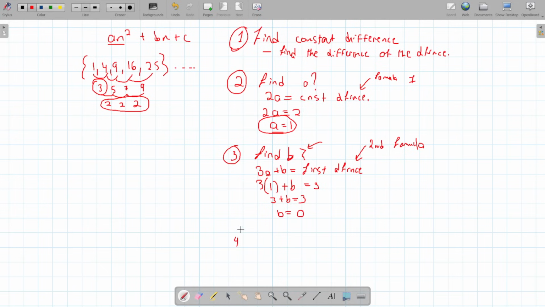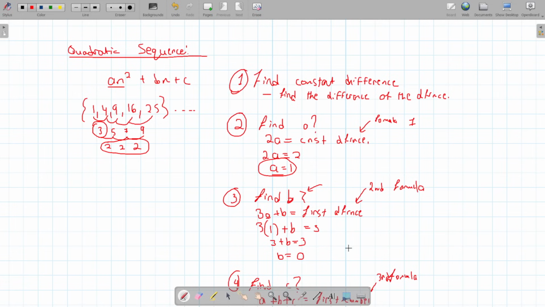Step 4, we need to find c. How do you find c? This is your third formula. a plus b plus c equals the first number. This is the third formula. Okay, these are your formulas.